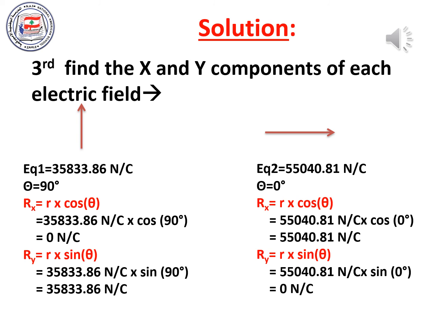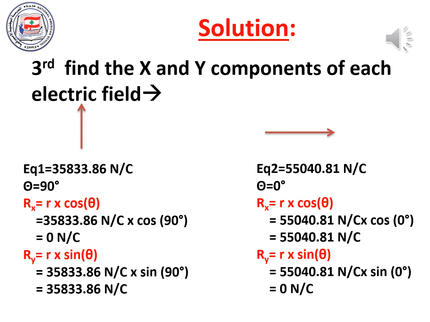Ry is equal to R times sine angle. R is 35,833.86 newtons per coulomb times sine 90, and the answer is 35,833.86 newtons per coulomb. So the vertical component is the whole magnitude of the vector, since it is on the vertical. Now we have the electric field due to charge 2.